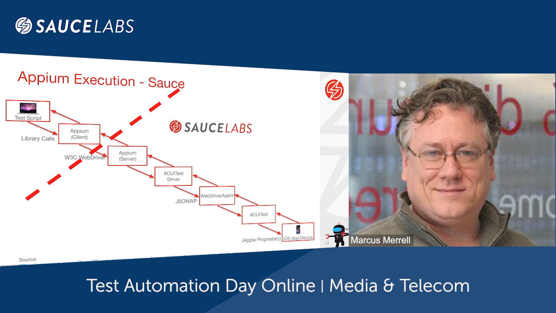So one thing that we're trying to do at Sauce is work with the other vendors who are trying to build these kinds of things, as well as the open source projects. And we're trying to communicate with them to figure out how to optimize the WebDriver calls that they make, or the Appium calls that they make, to reduce the number of round trips that this data has to go through.